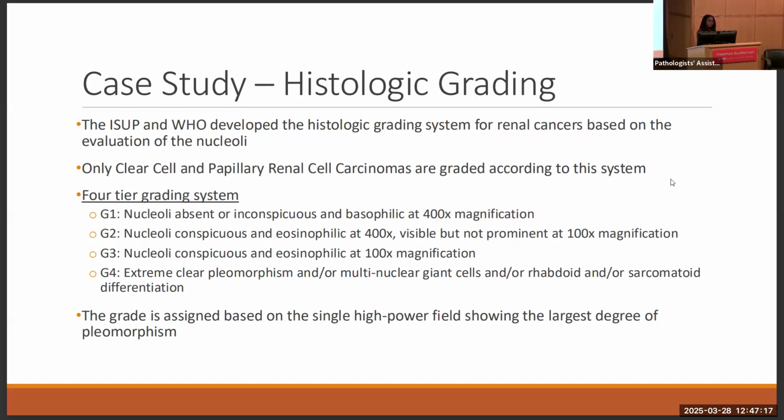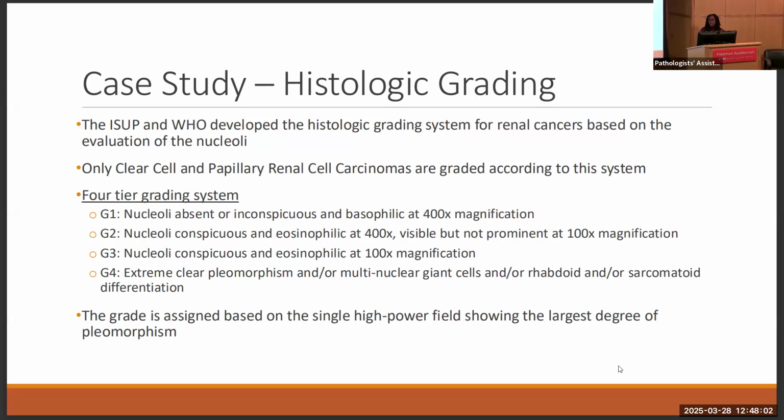There are 4 tiers. With G1, the nucleoli are absent or inconspicuous, meaning they are not easily seen, and basophilic at 400 times magnification. With G2, the nucleoli are conspicuous, easily seen, and eosinophilic at 400 times, visible but not prominent at 100 times magnification. G3, the nucleoli are conspicuous and eosinophilic at 100 times magnification. And G4, there is extreme pleomorphism and or multinuclear giant cells and or rhabdoid or sarcomatoid differentiation.